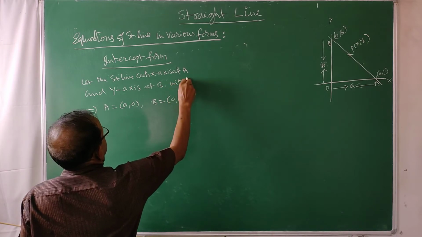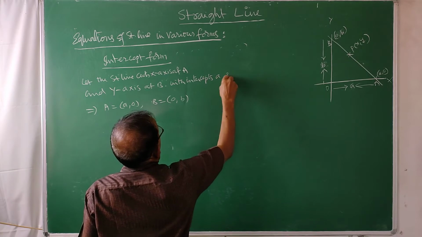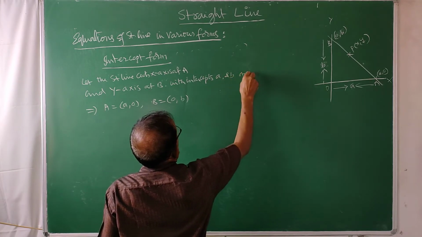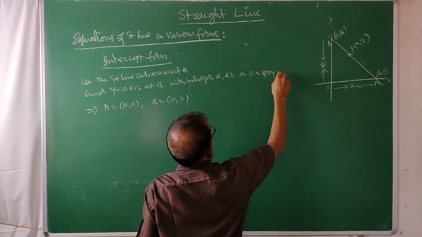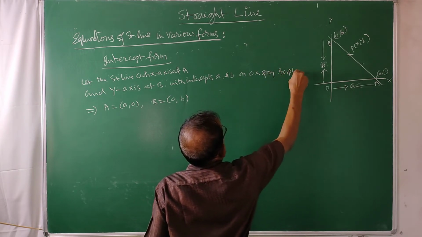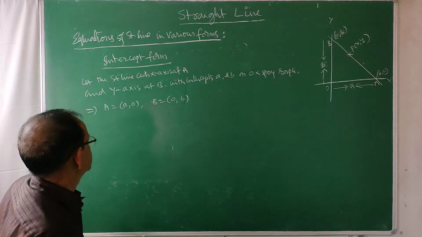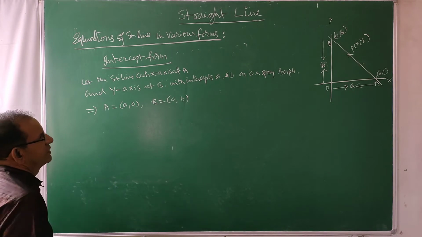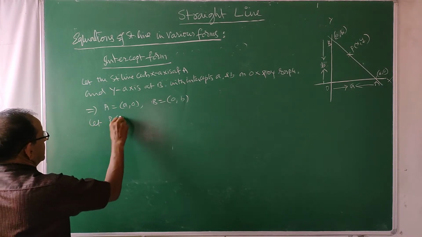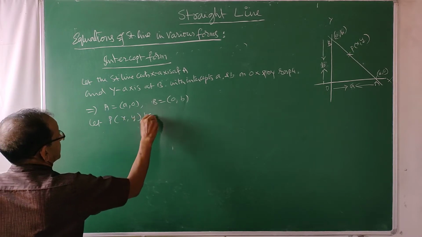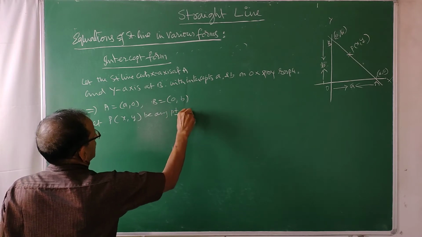Here with intercepts a and b on OX and OY respectively, that is OA is equal to a and OB is equal to b. Now let P (x, y) be any point on that line, that is a variable point on AB.